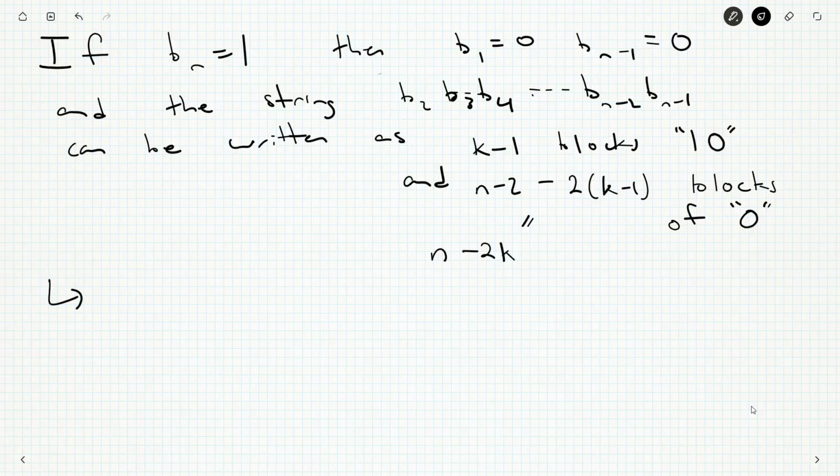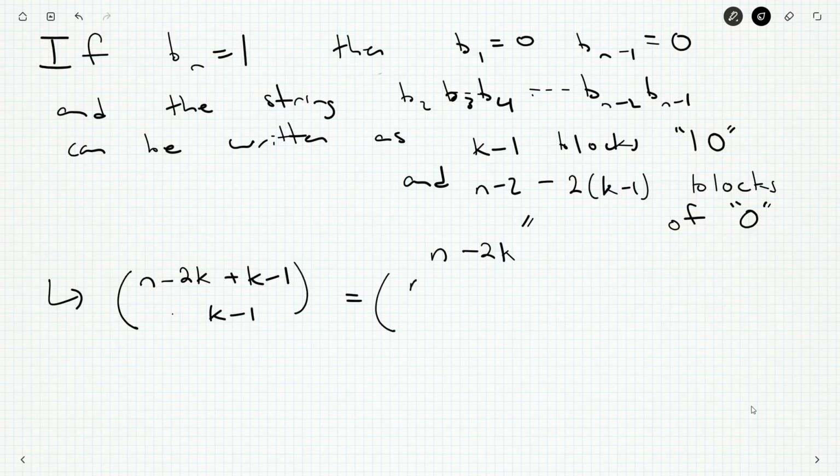So this is n minus 2k, choose... No, wait, what? It's going to be total number of spots for blocks, so that's going to be the sum of the two of them. Choose k minus 1. And that's going to be n minus k minus 1, choose k minus 1. So there is some binomial thing going on here. Fine. But that's just if Bn equals 1.